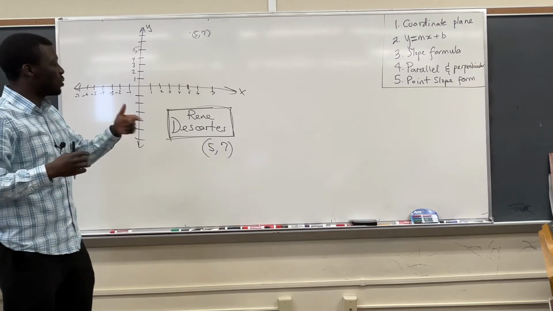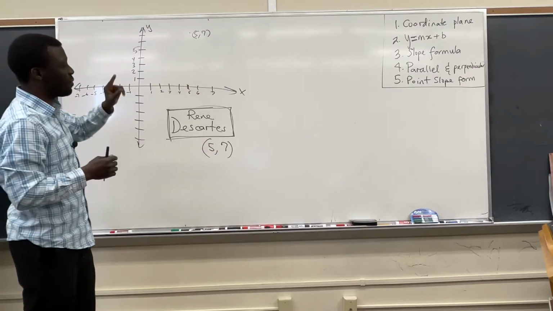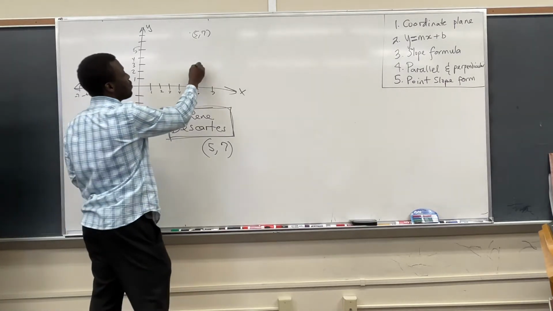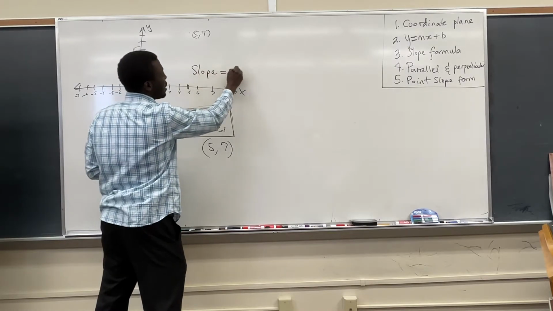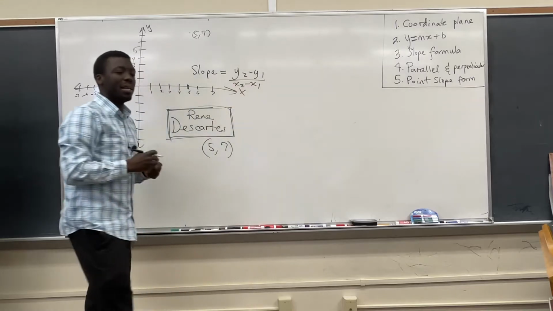So the next thing we're going to look at now is how do we find the slope. I'm actually going to talk about that first, and then I'm going to give a bonus section called the distance formula. So to find the slope in a coordinate plane, you use y2 minus y1 divided by x2 minus x1.